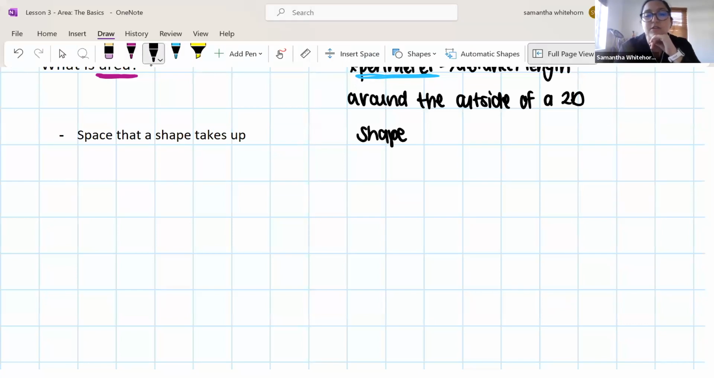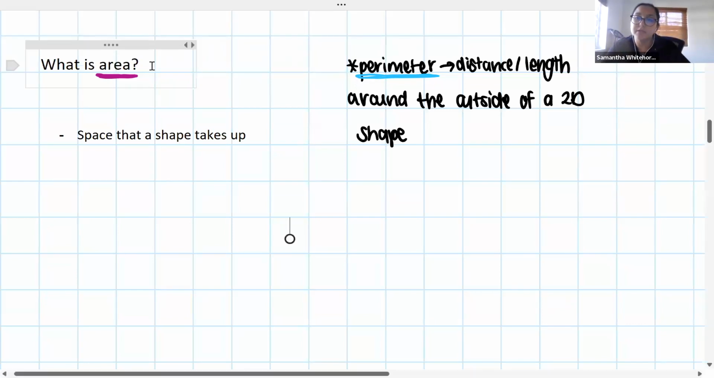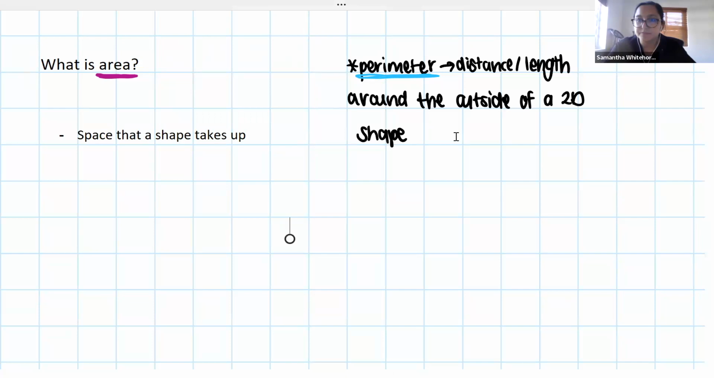And just because I've seen it on the chat, remember guys, circumference is a special word that we use for the perimeter of a circle. Okay. But 3 suggestions of what area is so far.